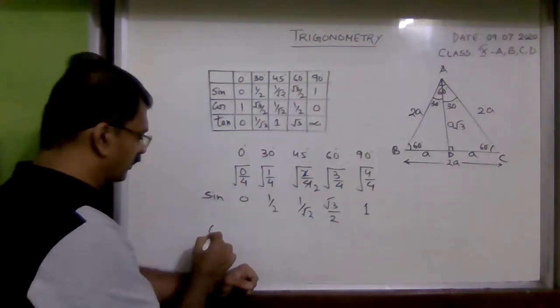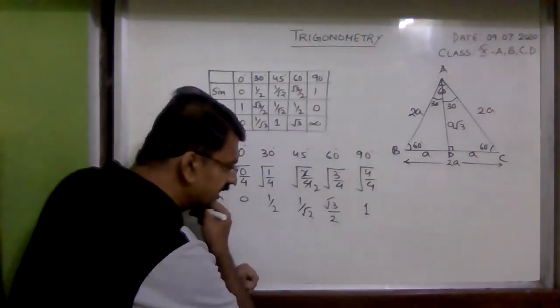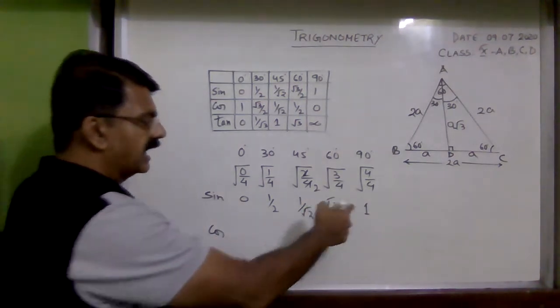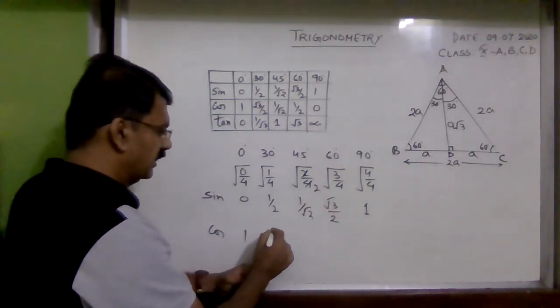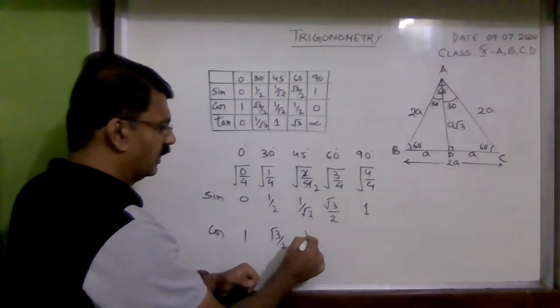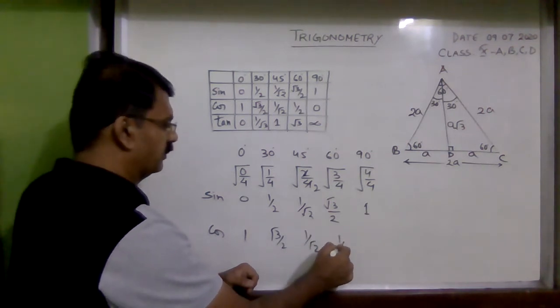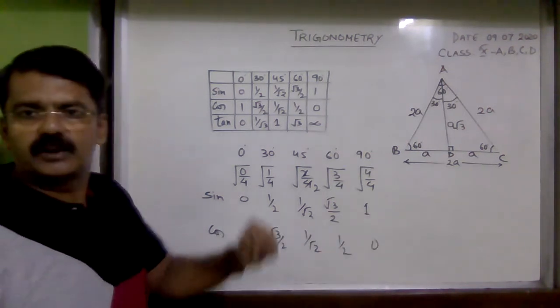And then for cos, you just write the series in reverse order, starting from there: 1, root 3 by 2, 1 upon root 2, 1 upon 2 and 0 in reverse order.